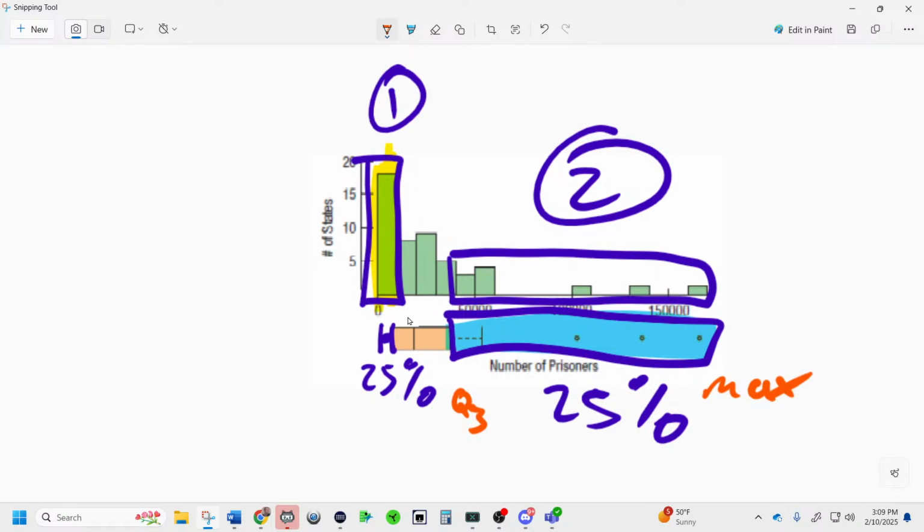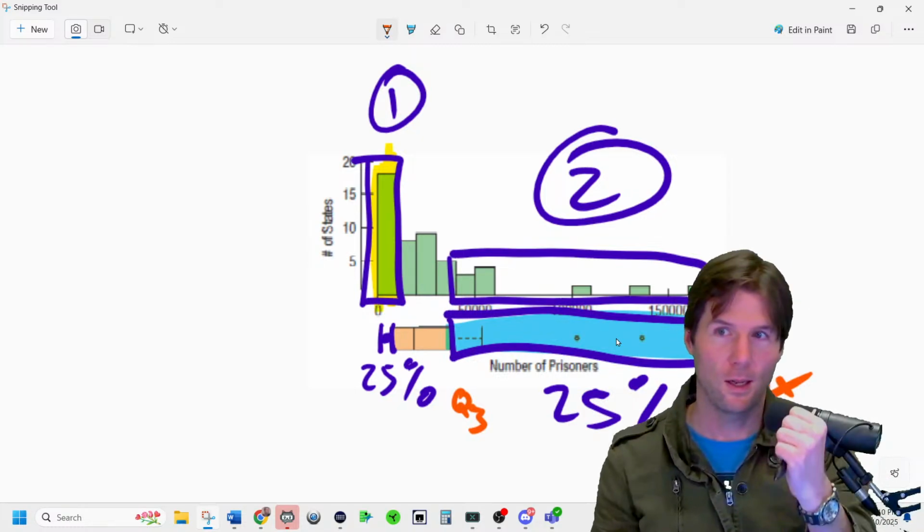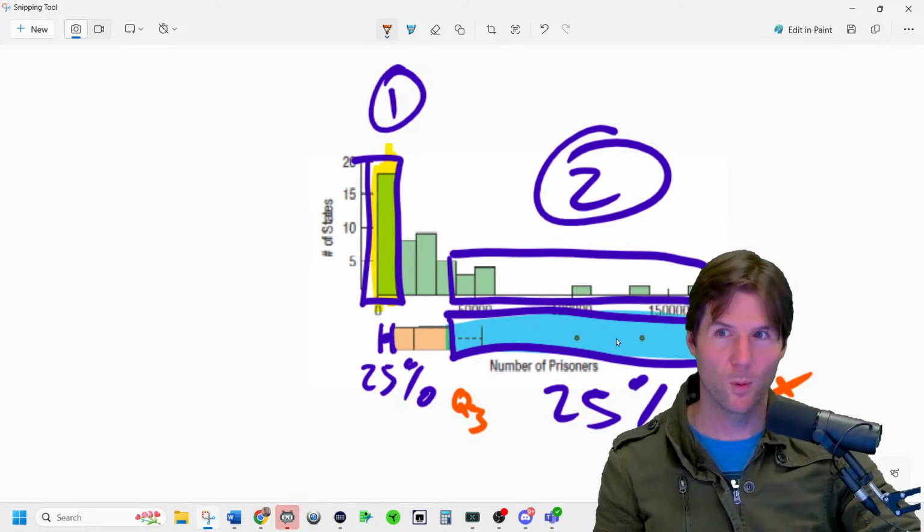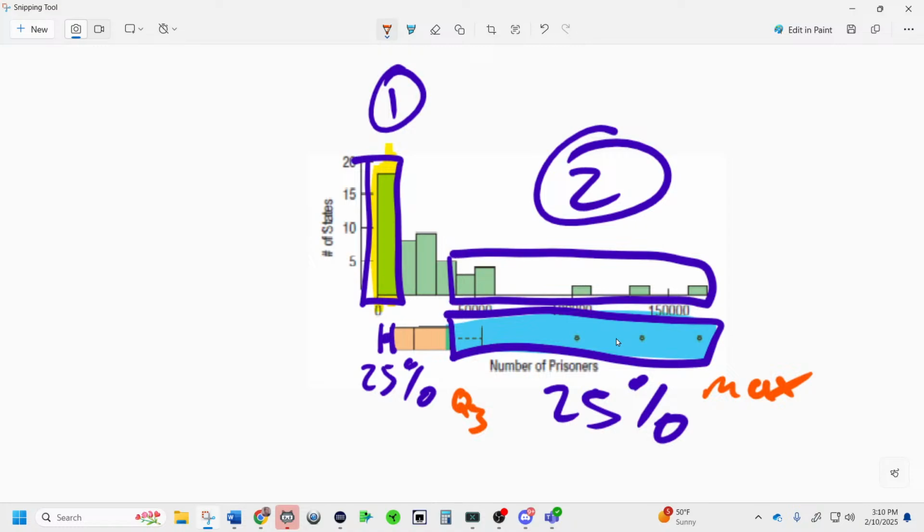I'm looking for two words. The top 25% is way more what? Two words in the chat for points. The top 25% is way more what? Way more what than the lowest 25%?